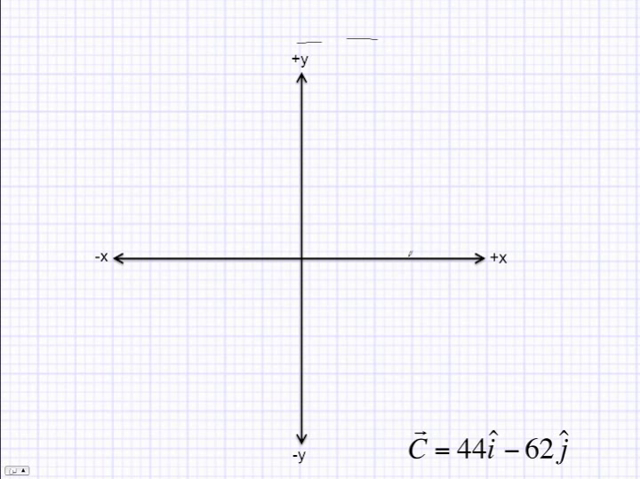So 44 in the x, so maybe here. The key thing is the y component has a bigger magnitude. And so the vector is going to look something like that. Again, just a quick sketch showing roughly where it is. If I want to figure out this angle, I have opposite that is negative 62, and adjacent to that is 44. So we can do an inverse tangent of the opposite, negative 62, over the adjacent, 44.